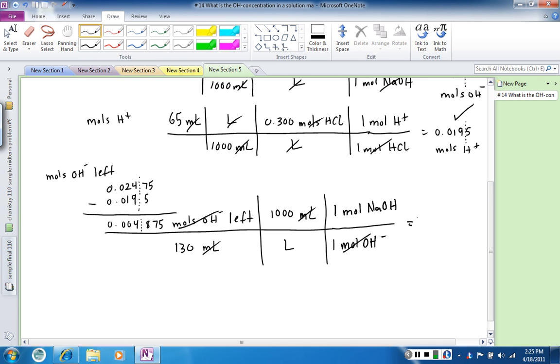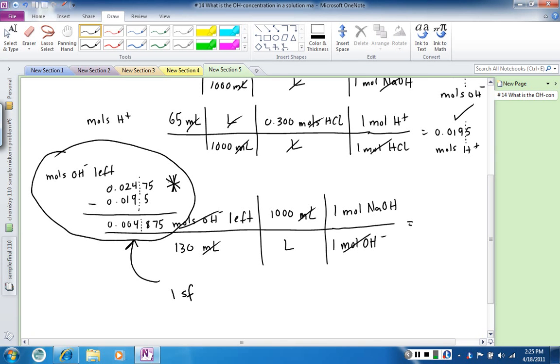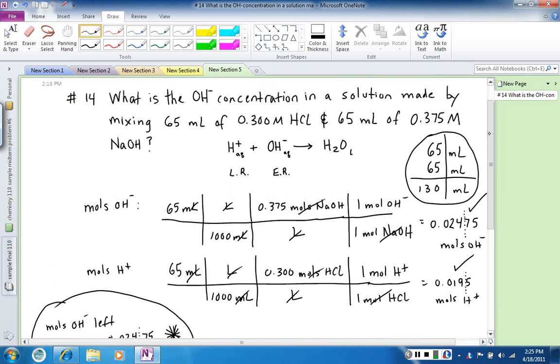You'll notice here that we only have 1 sig fig now. Like I say all the time, when you add and subtract, you must be careful, because it will often change your sig figs. So 1 sig fig, we're going to report 0.04 molar. So this is number 14 on the sample final.